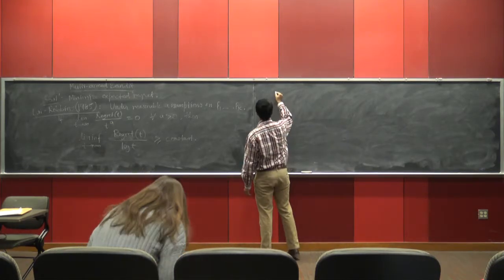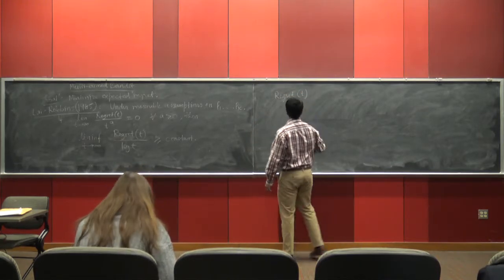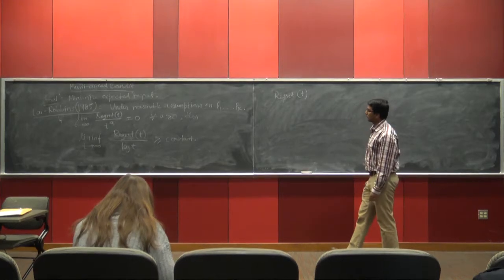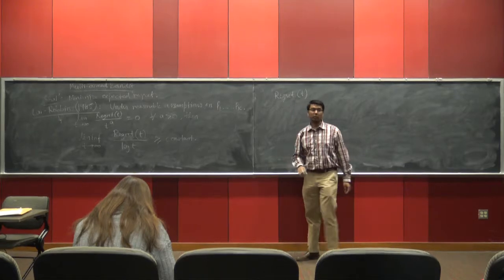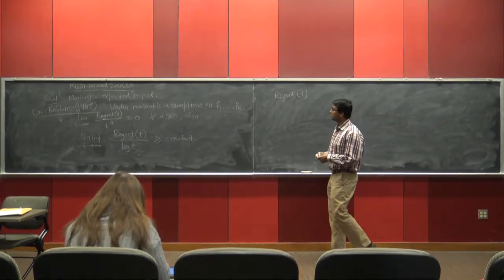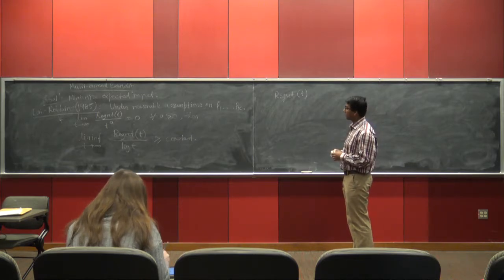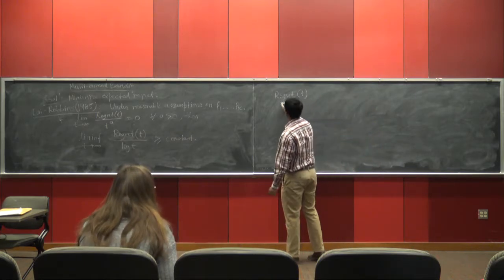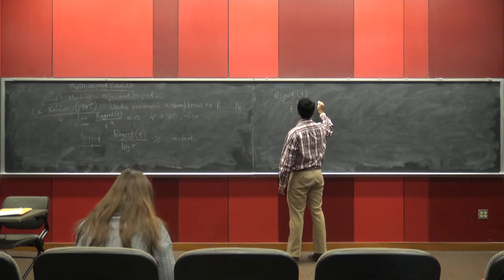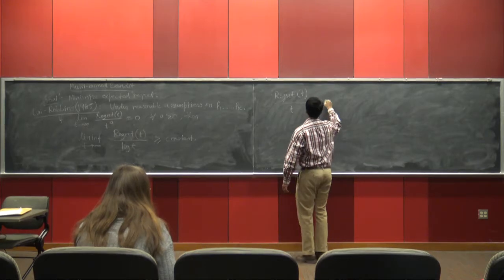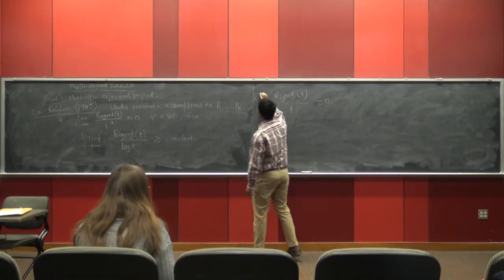What do I mean? Well, my regret at time t. So remember, what do we want? We want our regret to be as close to 0 as possible, right? That's what it means to do the best you can without the knowledge of p1 to pk. So we want the average regret, regret of t over t, to be close to 0. This is the average expected regret.